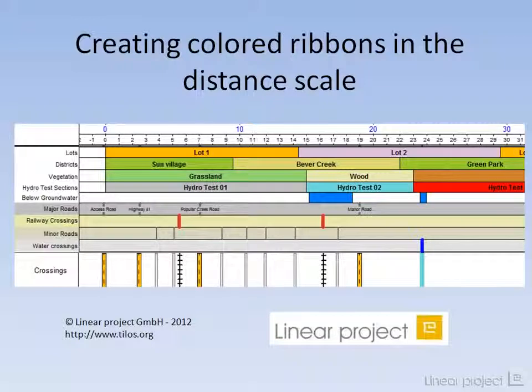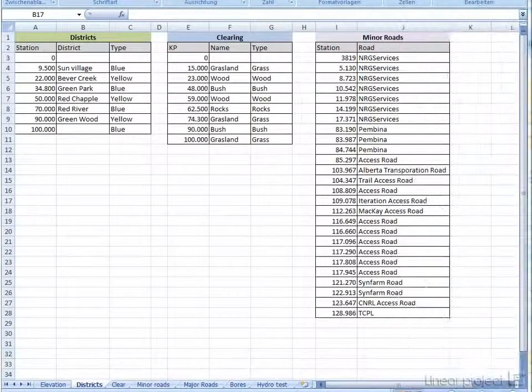My name is Thorsten Balthasar and I would like to show you how to create colored ribbons in the distance scale. I have already arranged some data in a spreadsheet. Here we have three tables for districts, clearing and some road crossings.